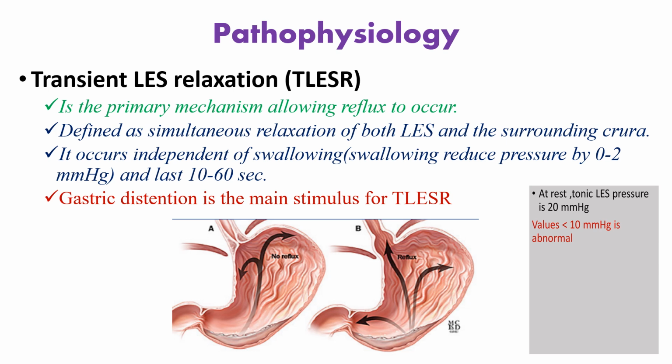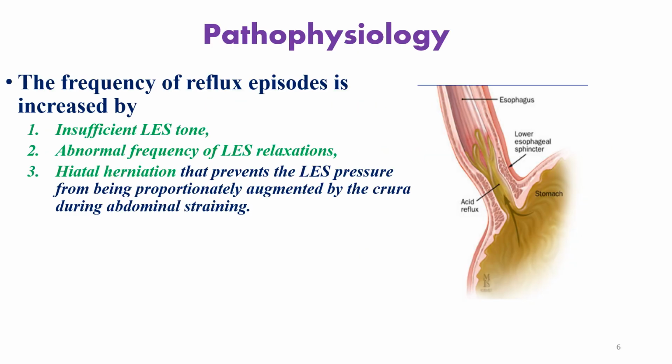Factors influencing gastric pressure-volume dynamics and the position that places the gastroesophageal junction below the air-fluid interface in the stomach can make reflux more likely. The frequency of reflux episodes is increased by insufficient lower esophageal sphincter tone. Normally it is less than 10 at resting and more than that. But if it is insufficient, it causes reflux, and also abnormal frequency of lower esophageal sphincter relaxation and the presence of hiatal herniation predispose to this reflux.